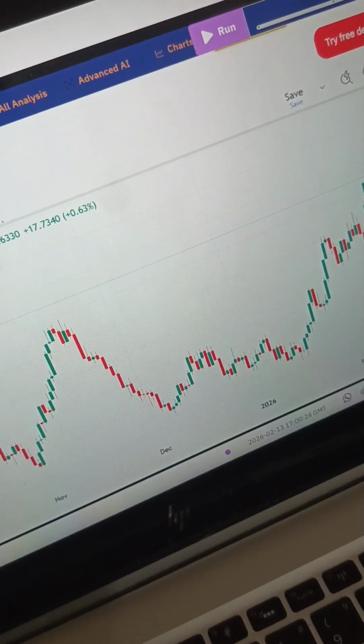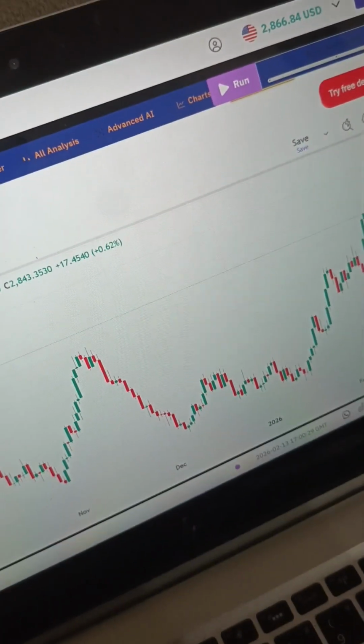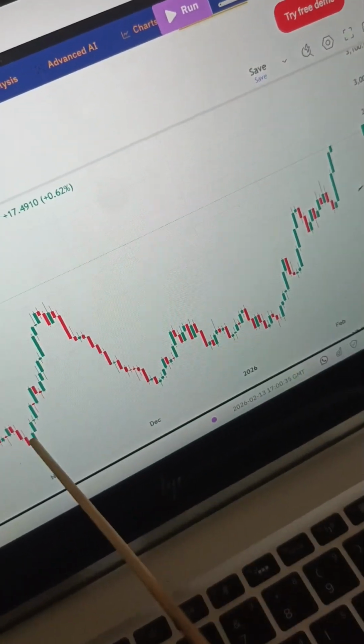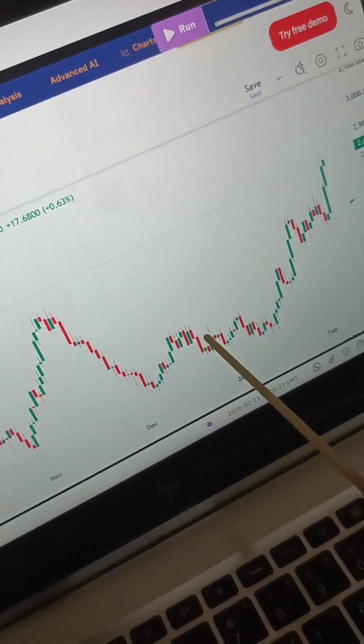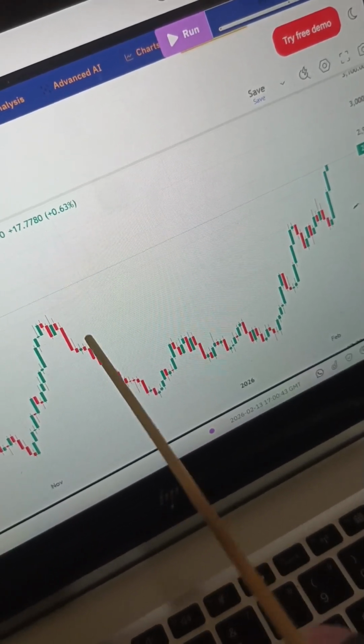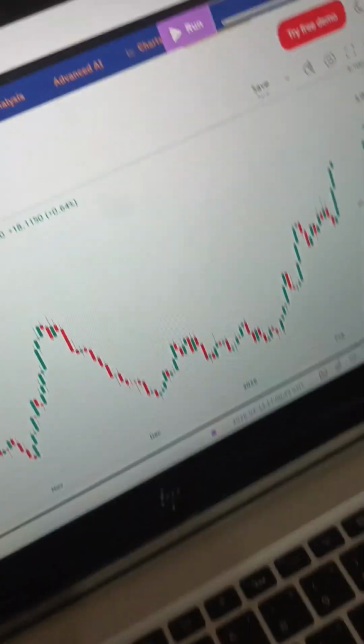So what is trend? Trend is the general direction of the market. The market must follow a certain trend, and we have 3 types of trend. We have the uptrend, the downtrend, and the sideways trend. Uptrend is when buyers are stronger. Downtrend is when sellers are stronger, and sideways trend is when they are equal.